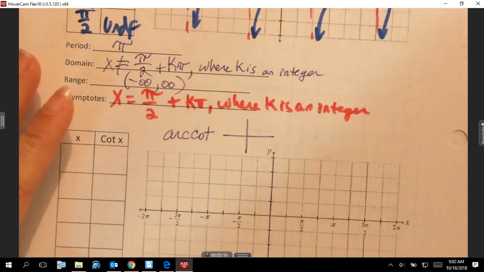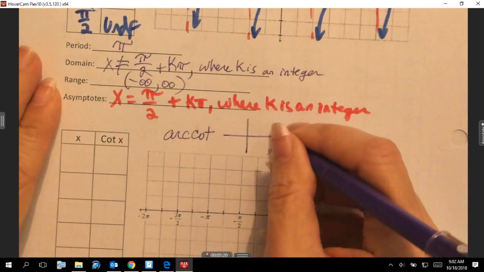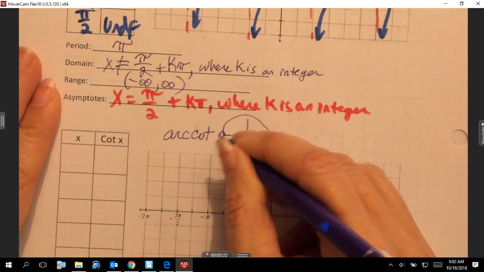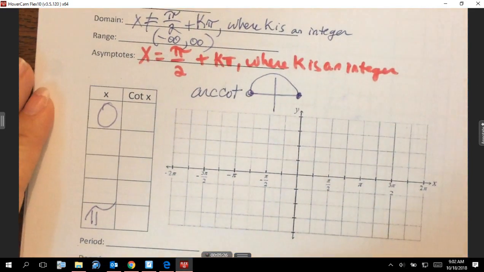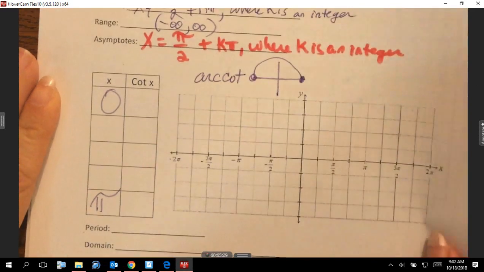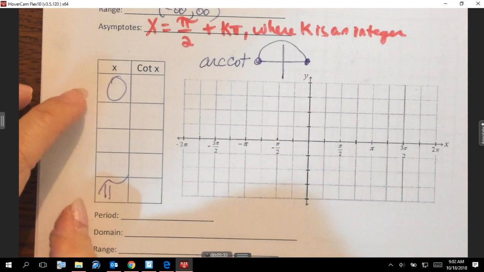What were the domain restrictions when we did arccotangent? 0 to pi. Guess what they are for the graph? 0 to pi. It's going to be the same. Because it's the same, you're going to remember them. Now from there, I don't have anything else memorized.